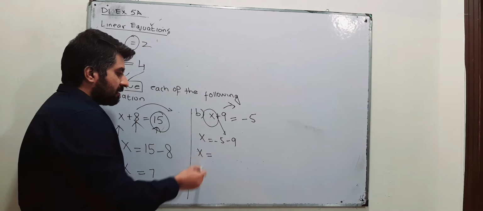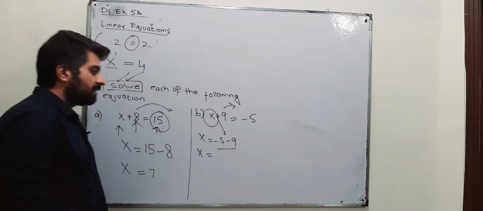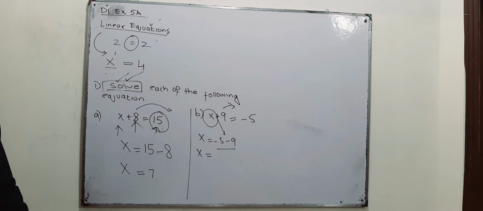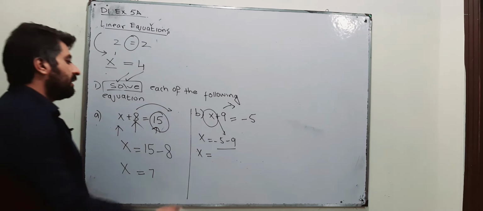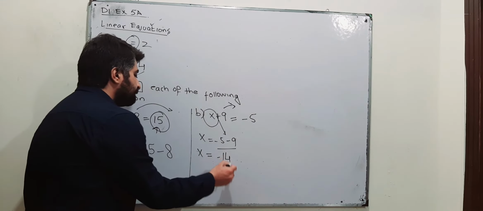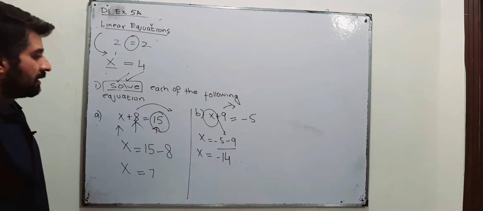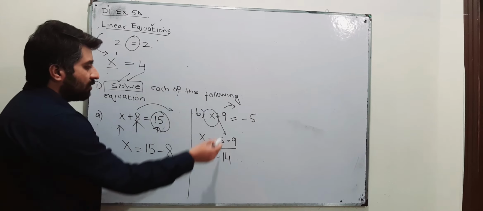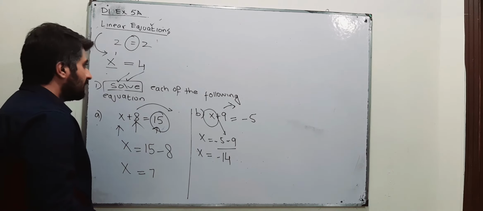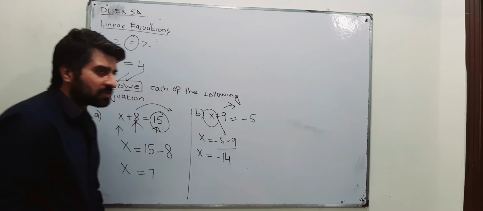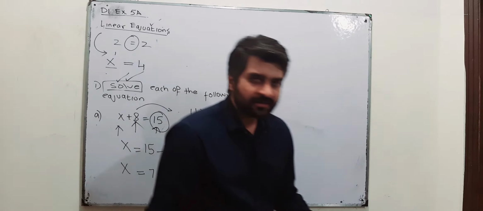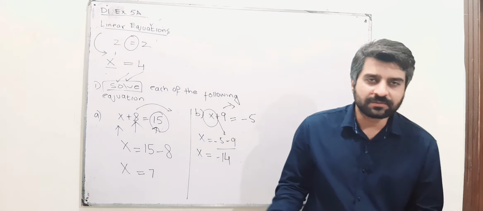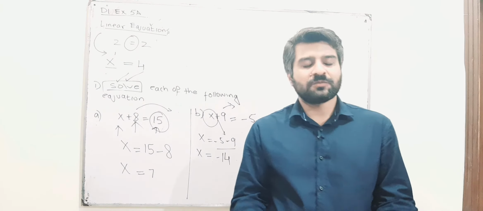So what's next? Another mistake that most of the students make here is that minus 5 minus 9 is minus 14. This sign is negative, this sign is negative, both are negative, and most of the students ask me, minus is plus. Yes, but minus is plus when you multiply them.